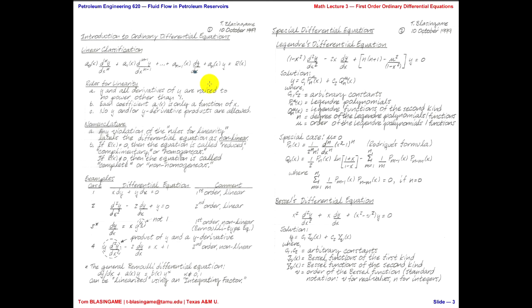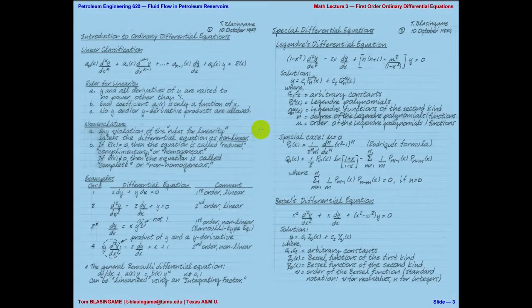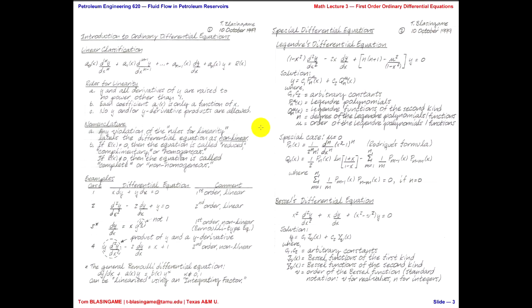To fulfill the requirements of linearity, there are three properties that must be fulfilled. As you can see here, all the derivatives are raised to the power of 1, which is the first rule. The second rule is that all the coefficients can be variable coefficients, but they have to be only functions of x. And the third one is that no y or y derivative products are allowed.